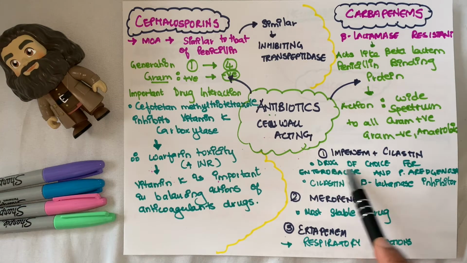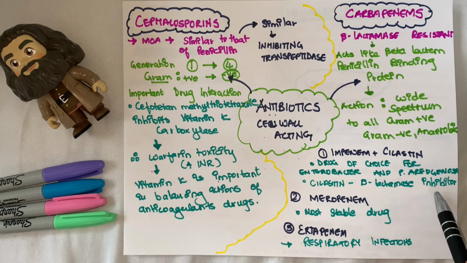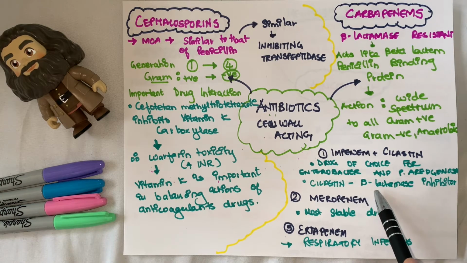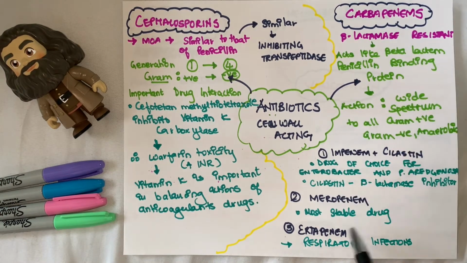Imipenem and cilastatin are drug of choice for Enterobacter and P. aeruginosa. And remember, cilastatin is a beta-lactamase inhibitor. It's an anti-beta-lactamase compound. It's not really a drug that acts on the bacteria. It just prevents the inactivation of this drug against beta-lactamase enzyme. Meropenem, it is one of the most stable carbapenems. It does not need any help like cilastatin. It's good on its own. And ertapenem is used specifically for respiratory infections.